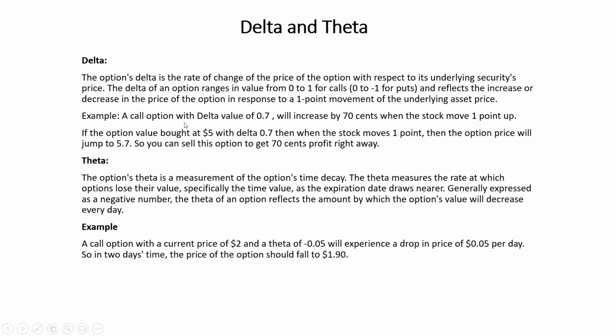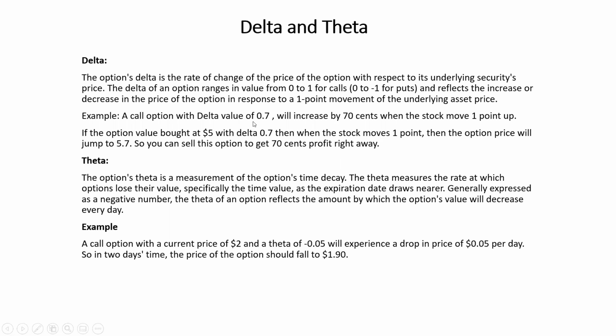A call option has a delta value of 0.7. I'm just taking the example of a call; the same will be for a put. So a call option with a delta value of 0.7 will increase by 70 cents when the stock moves 1 point. Now see the example. If you have bought an option at $5 value and delta is 0.7 on that one, then when the stock moves 1 point, what will the option value be? 5.7. So you made 70 cents profit.